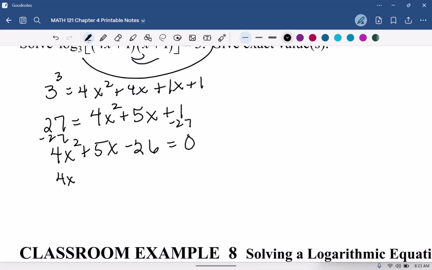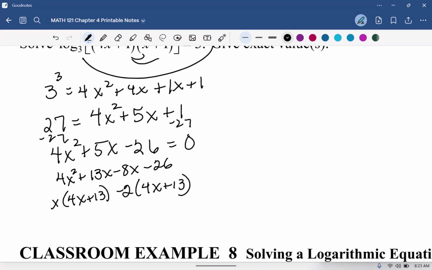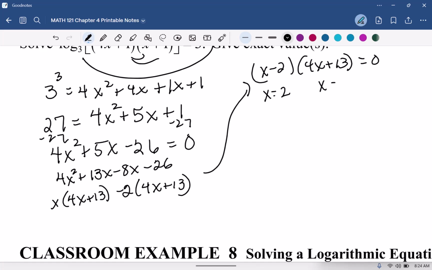So 4x squared plus 13x minus 8x minus 26. I can take out an x and a 2. So I got x minus 2, 4x plus 13. I set those both equal to 0. So x equals 2 and x equals negative 13 over 4.